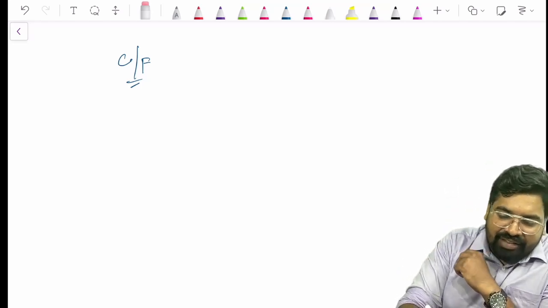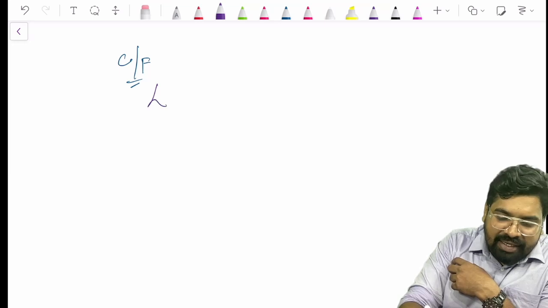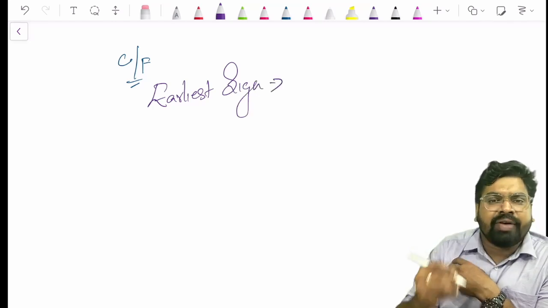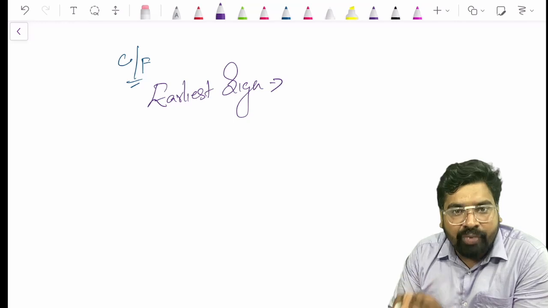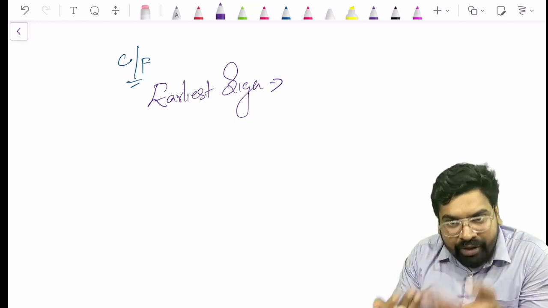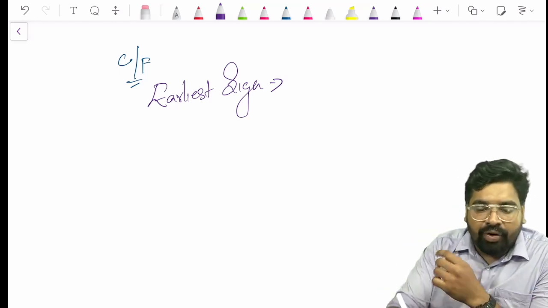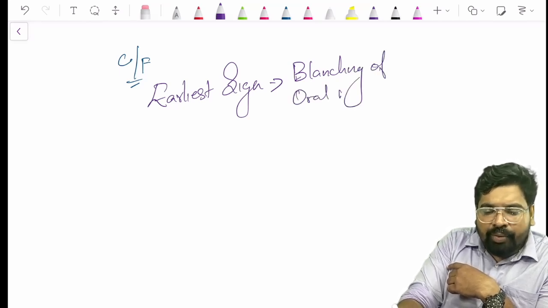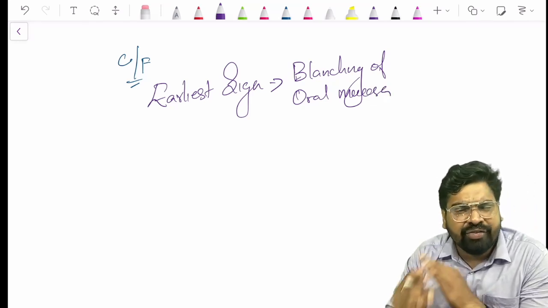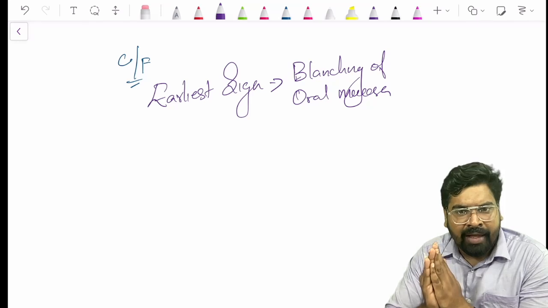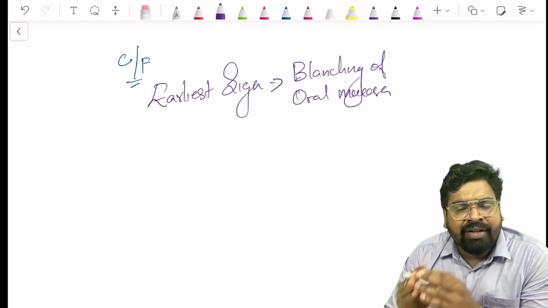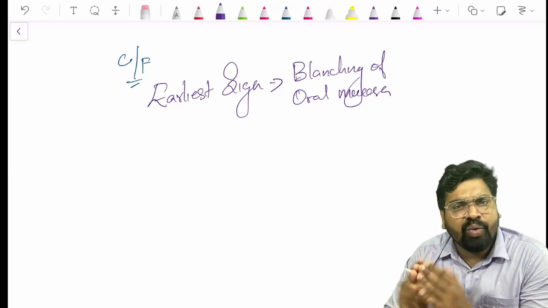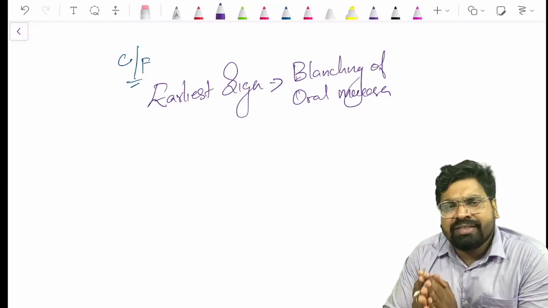So what is the first sign? There was a question: what is the earliest sign of oral submucous fibrosis? Sign means what a doctor can appreciate, that is blanching of the oral mucosa. The oral mucosa will appear blanched. Because of this extreme fibrosis in the connective tissue, the blood supply will be reduced. When there is excessive collagen deposition and hyalinization in the connective tissue, it will get blanched because blood supply reduces.